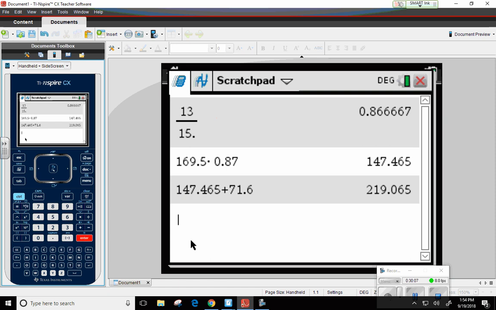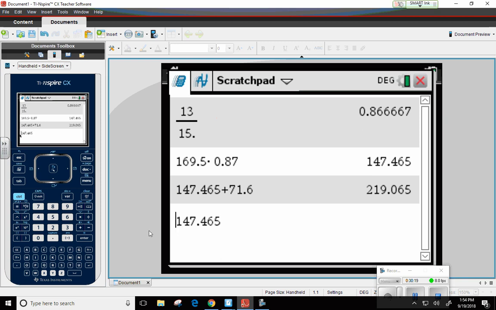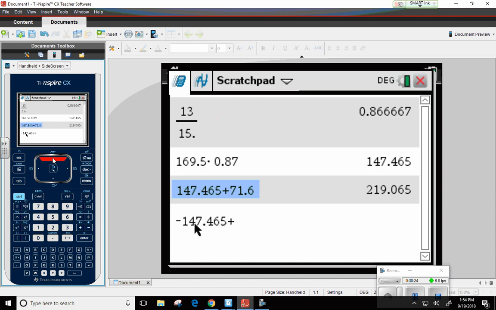So plus 71.6. Wait, but it said 147.5. Oh, I'm sorry, that's negative. You're right, I'm sorry. Just seeing if you were paying attention, and obviously you guys were, so there you go. So I'm going to put in that negative right there. Now I'm going to go ahead and add 71.6, there we go. So negative 75.87 is what I'm getting. Would you guys agree? Negative 75.87.